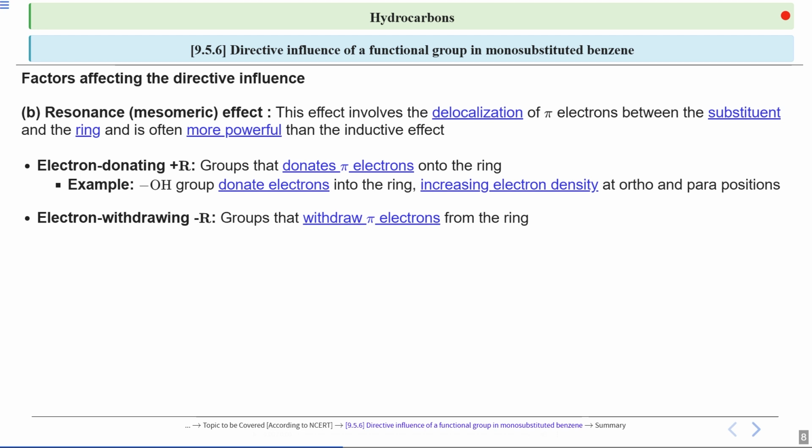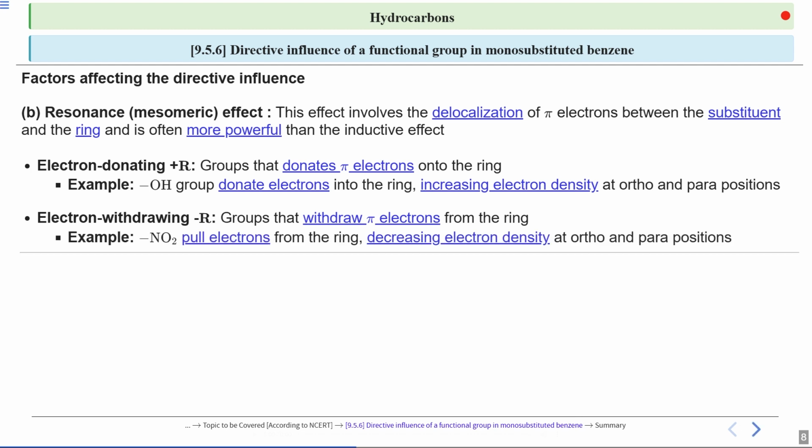Notice how adding an OH group can change the chemical behavior of the ring. On the other hand, we have electron withdrawing groups called minus R groups. These groups pull pi electrons away from the ring, reducing the electron density. This makes the ortho and para positions less reactive to the new groups. For example, NO2 is an electron withdrawing group; it decreases the electron density at the ortho and para positions, making these sites less likely to react.